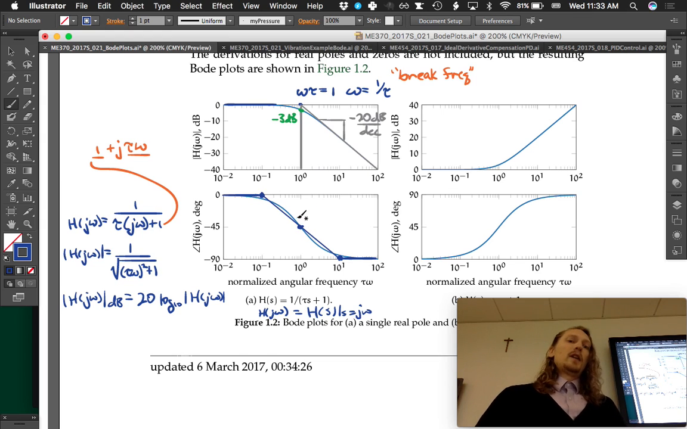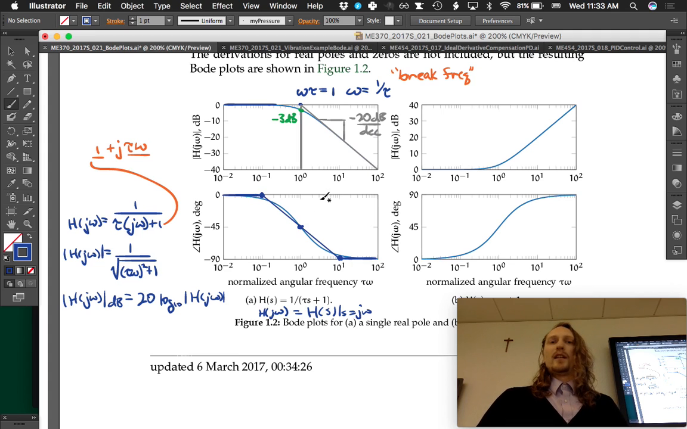Step 2, go back a decade and draw a dot at 0 degrees. Step 3, go up a decade and draw a dot at negative 90 degrees. And draw a straight line that goes through those 3 points. That is your approximation of what happens between a decade below the break frequency and a decade above. The real curve is obviously not perfectly straight, but our approximation is not terrible.